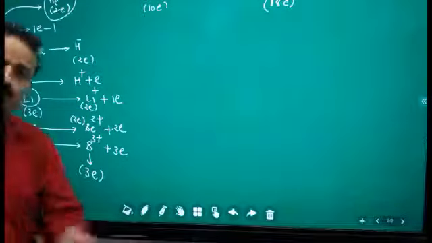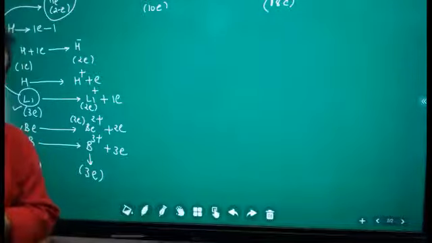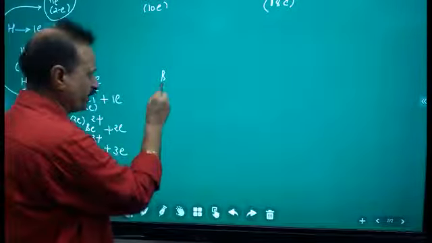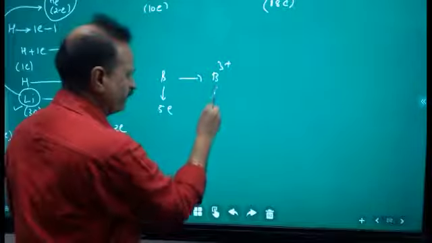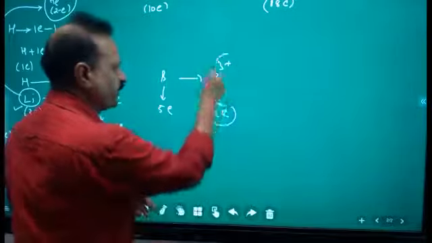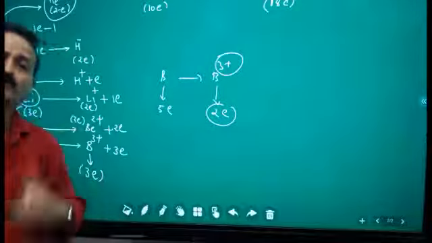So if you are asked how many electrons are present in boron 3 plus: boron has 5 electrons, but boron 3 plus has 2 electrons. 3 plus means boron has lost 3 electrons, then it becomes 3 plus.